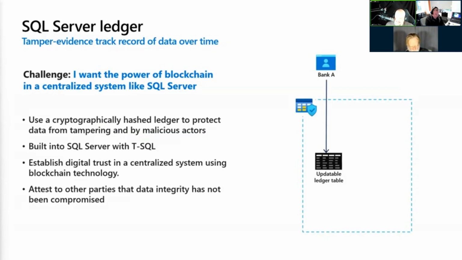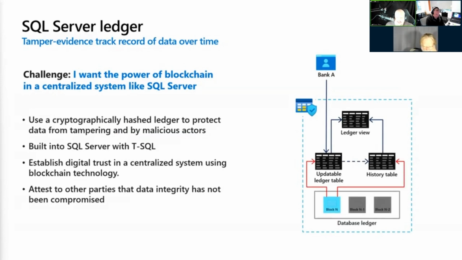So let's say Bank A issues a transaction to update the amount of liquidity available for a partner bank to source. Now the updated rows are copied to a history table to preserve their historical values. A ledger view is created to show the chronicle of the data over time. The data is cryptographically protected in the database ledger, which are system tables that use blockchain data structures. And the cryptographic proofs of the database, called database digests, are then pushed to a trusted storage location to ensure that they cannot be tampered with.